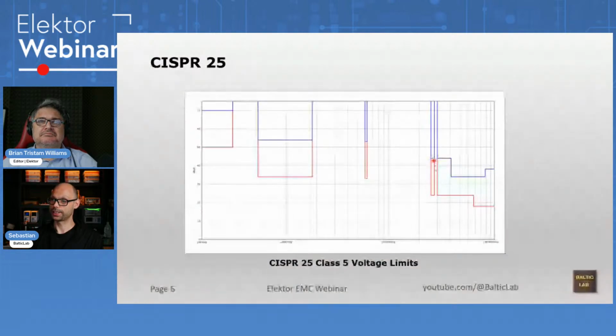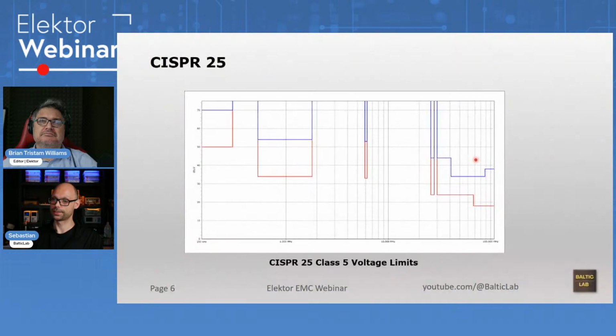Here we're protecting the CB radios, and here we have VHF low band. To here, where the limit gets a little bit stricter, is the AM radio, FM radio band. And yeah, those are the only things that CISPR 25 is protecting, at least for the voltage method.